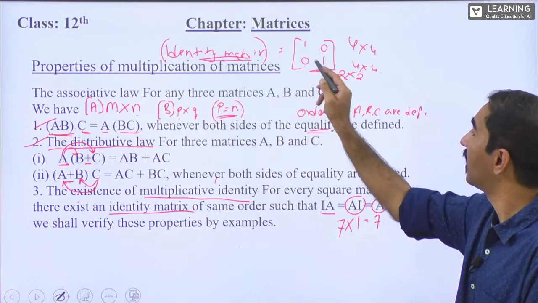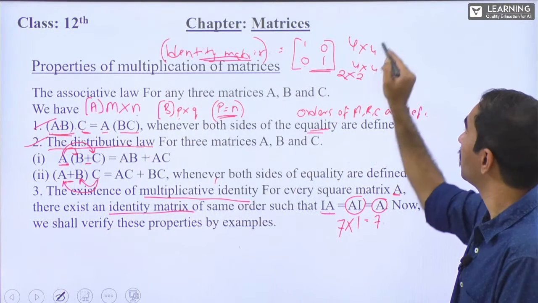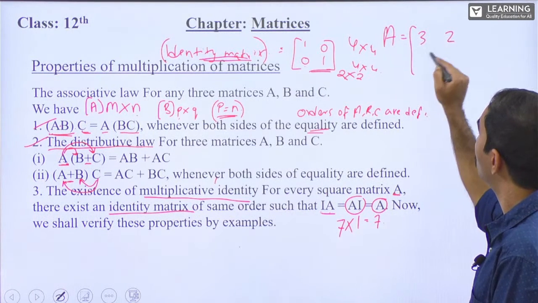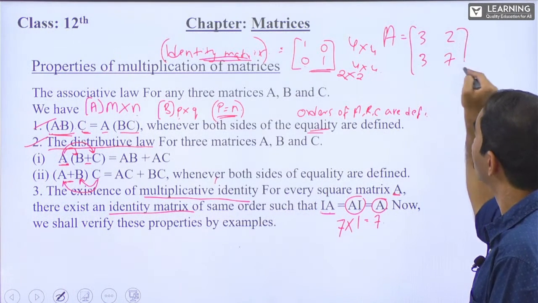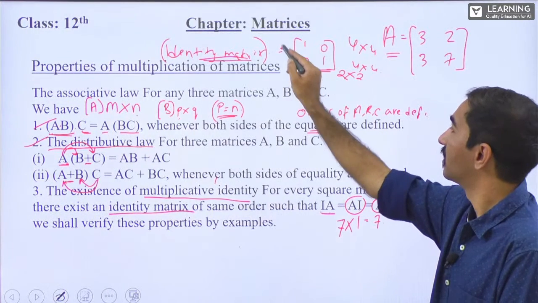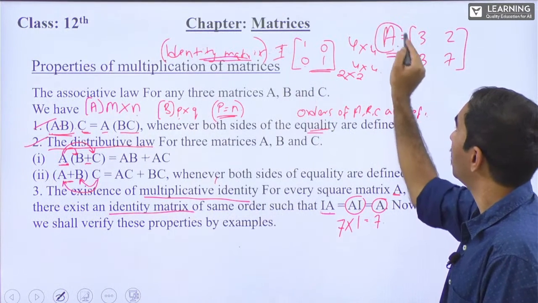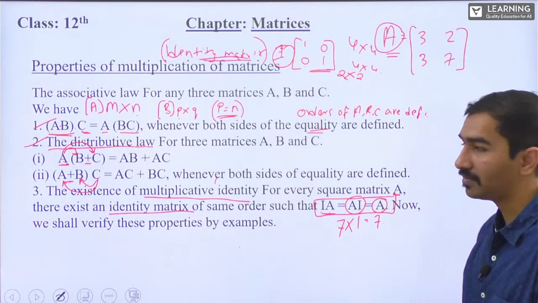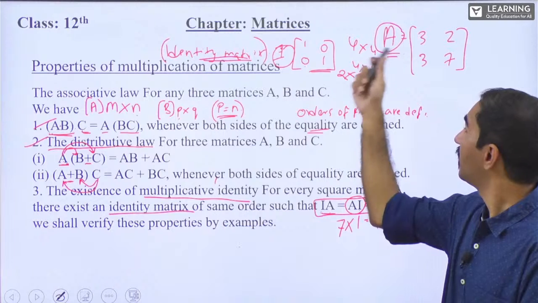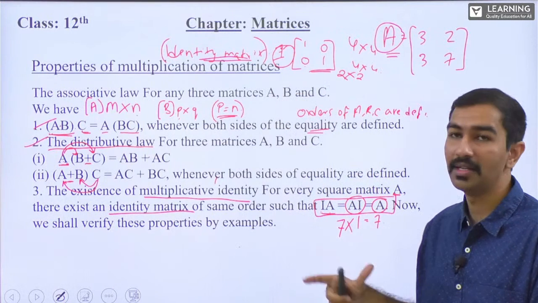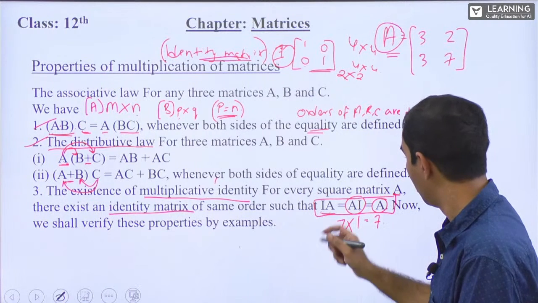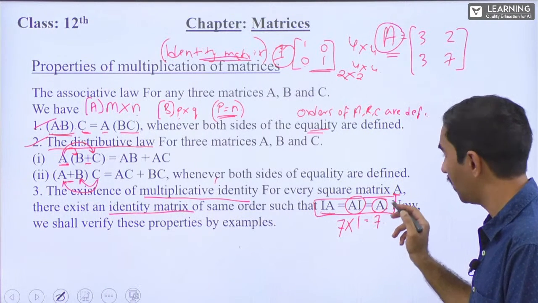The same thing is applicable in matrices as well. For example, the identity matrix I have written here. Here you can consider matrix A equal to 3, 2, 3, 7. Consider this as A and this as I. Take both of these and see whether this is satisfied or not. Matrix multiply A and I here. Definitely it will be satisfied. Again, you have to do matrix multiplication. IA is equal to AI is equal to A.